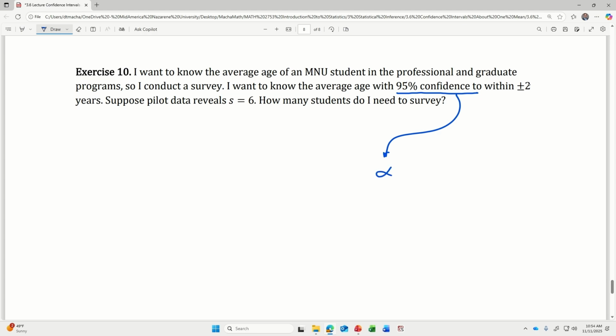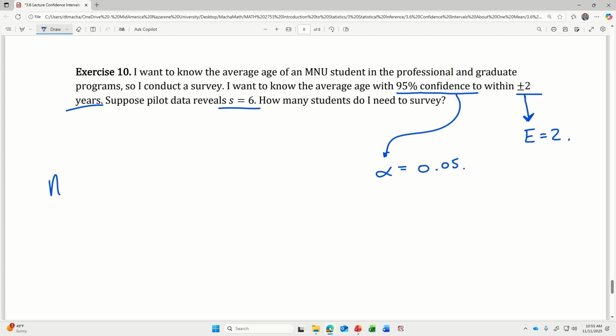95% confidence tells me that my level of significance alpha is 0.05, to within plus or minus 2 years. Plus or minus 2 years tells me my margin of error is 2. Suppose pilot data reveals S is equal to 6. So I've gone around and asked just a few students. This isn't the real study, but I asked a few people in the professional graduate programs what their age is, and I found that the standard deviation of my results was 6. How many students do I need to survey?